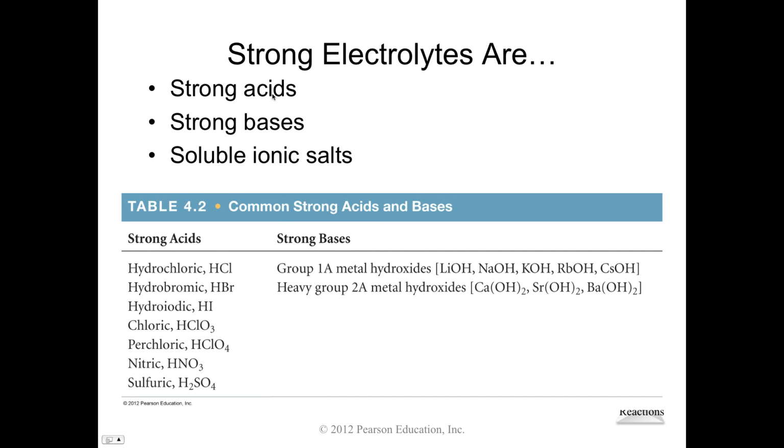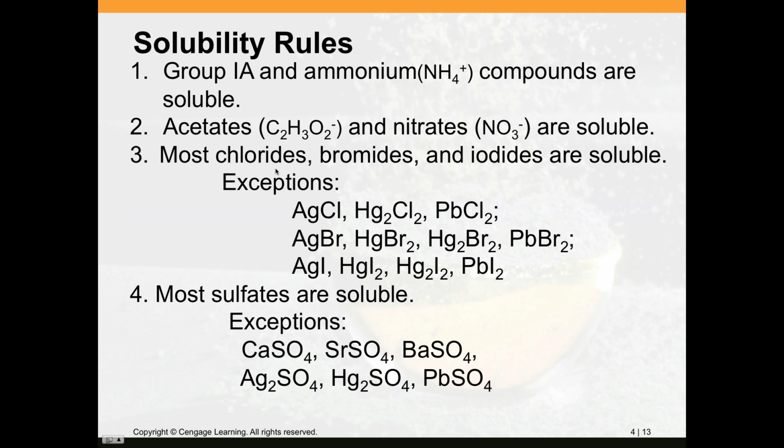So this table gives you strong acids and strong bases. You need to know the 7 strong acids that are listed here, their names and their formulas. But those are one category of strong electrolytes, as are strong bases and soluble ionic salts.